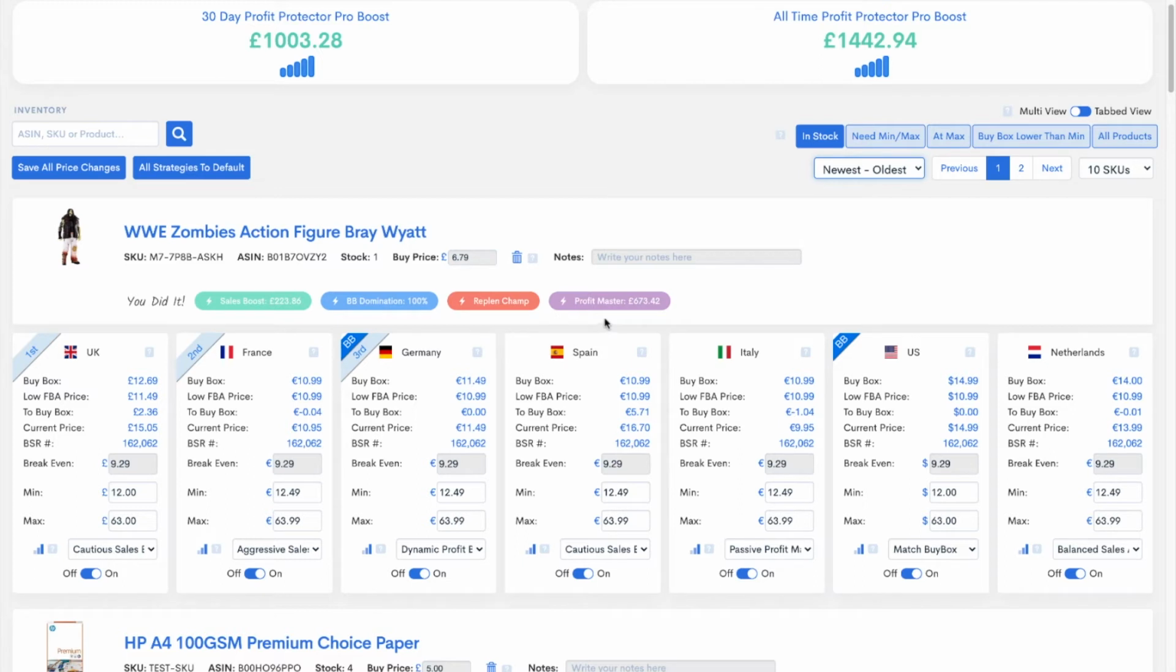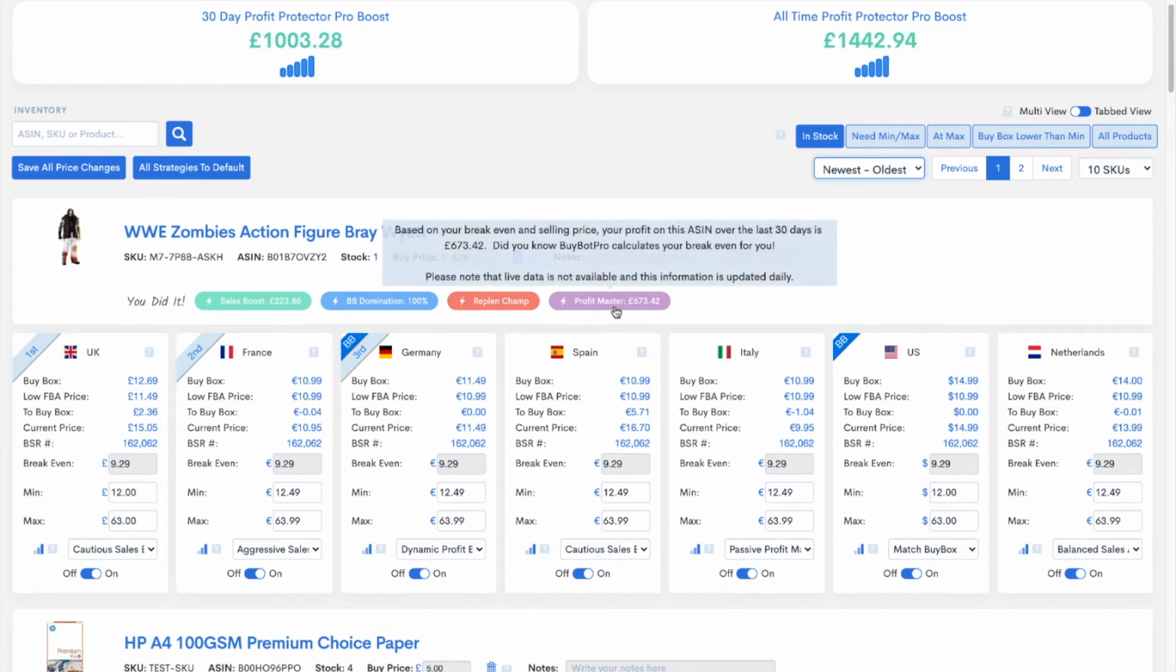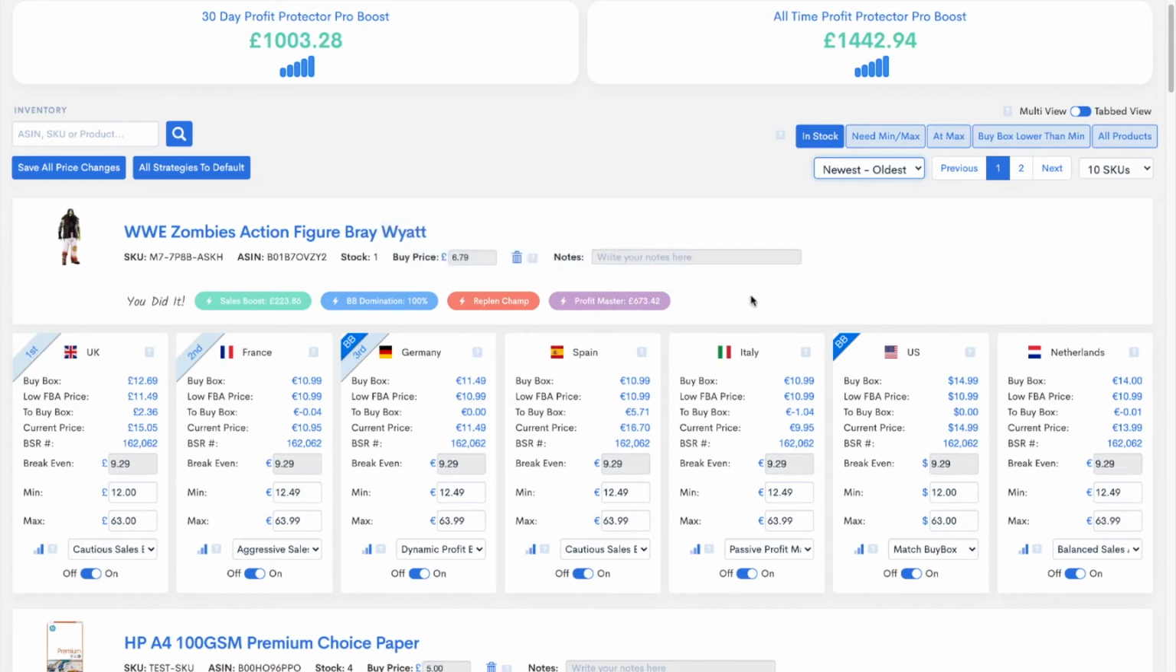And then Profit Master will talk about how much profit you've made on that ASIN. It will work based on your break even and your selling price. It will work out what your profit is on that basis. So it's brilliant to see. They're great visual tools to help you know what is going on in your Profit Protector Pro account and how hard Profit Protector Pro is working for you all the time.